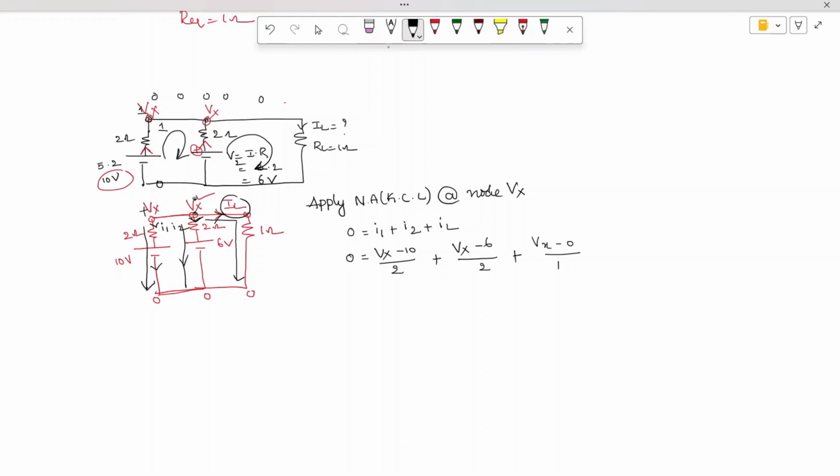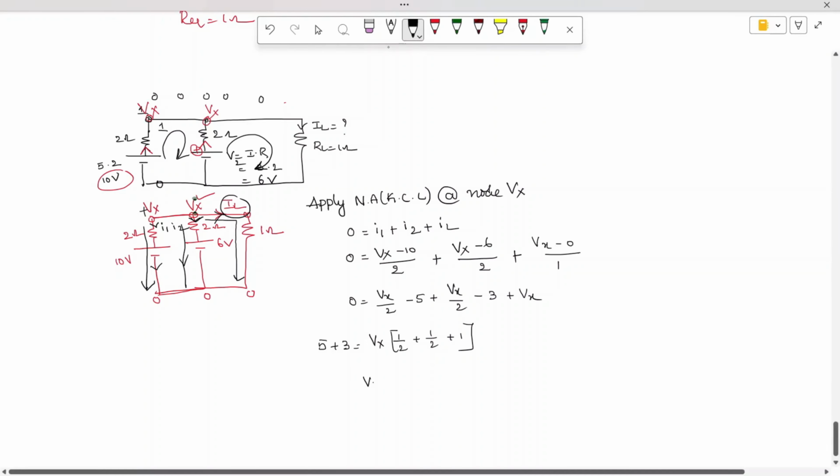So segregate the constant terms and Vx terms separately. Therefore, 0 is equal to Vx by 2 minus 5 plus Vx by 2 minus 3 plus Vx. So 5 plus 3 is equal to Vx taken as a common term, which is 1 by 2 plus 1 by 2 plus 1. Use your calculator, then we can find the value of Vx. Therefore, Vx is equal to 4 volts. Just use your calculator, you'll get the same.